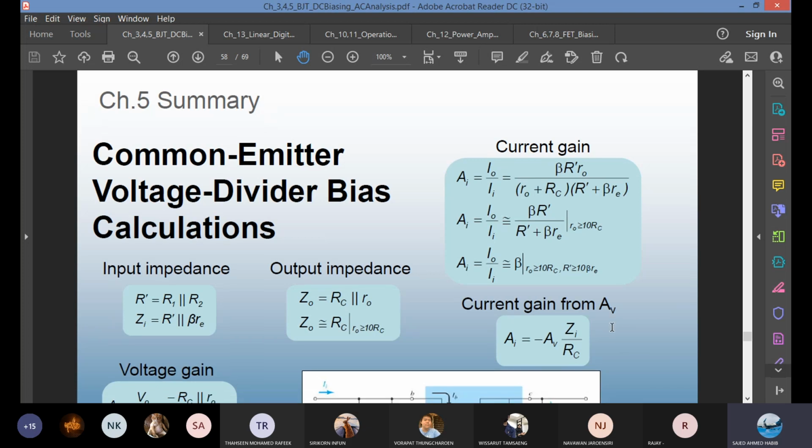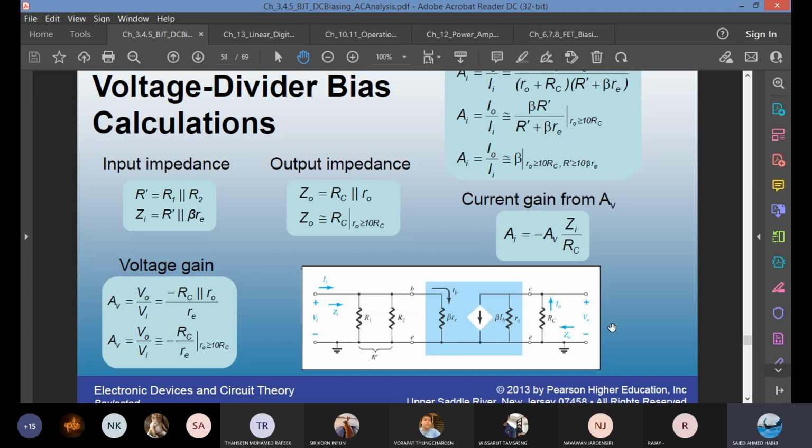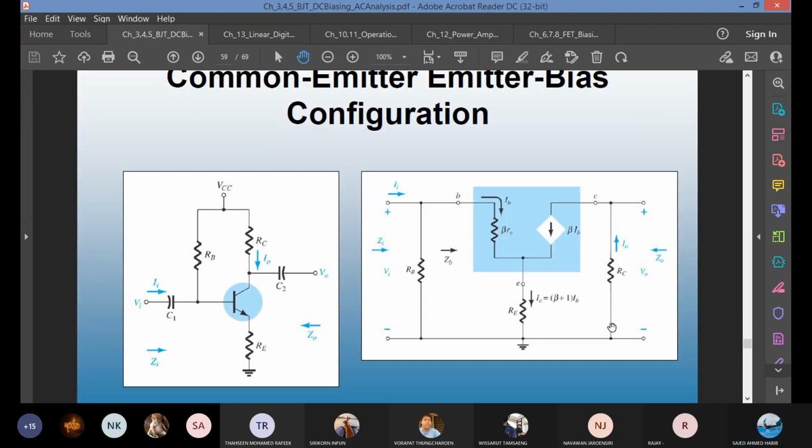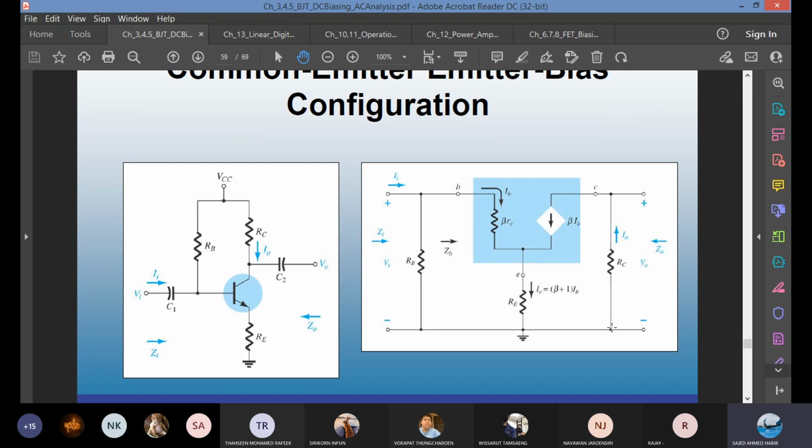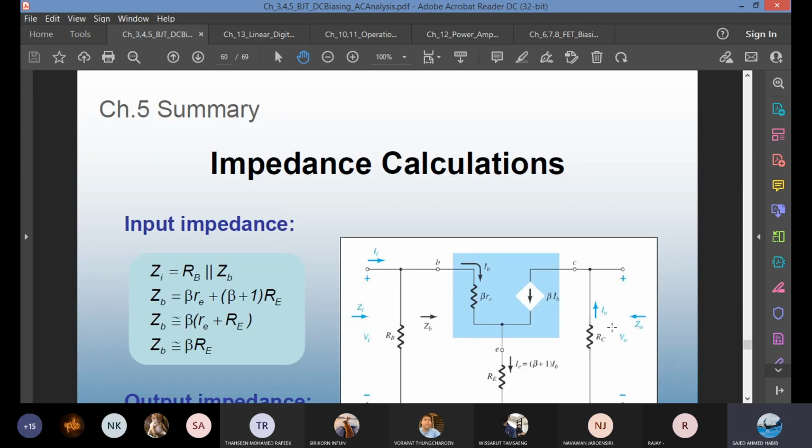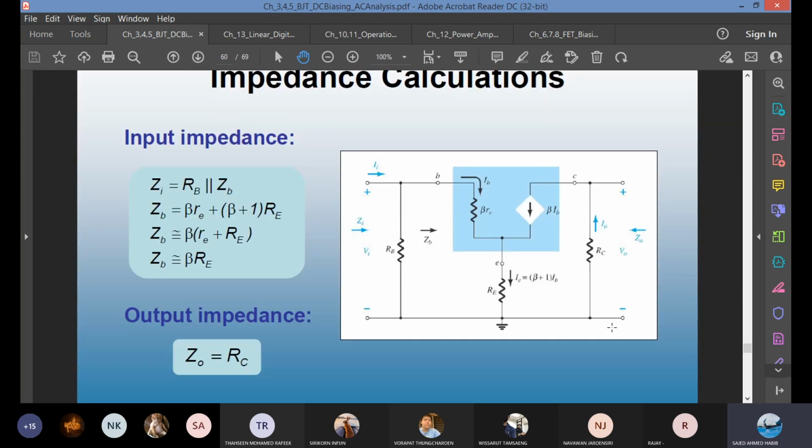Impedance calculations and gain calculations can be determined the same way. No different. Emitter bias, when you do not have a bypass capacitor, the small RE model looks like this. There are some formulas for this one. I rarely ask this one because it's more complicated.